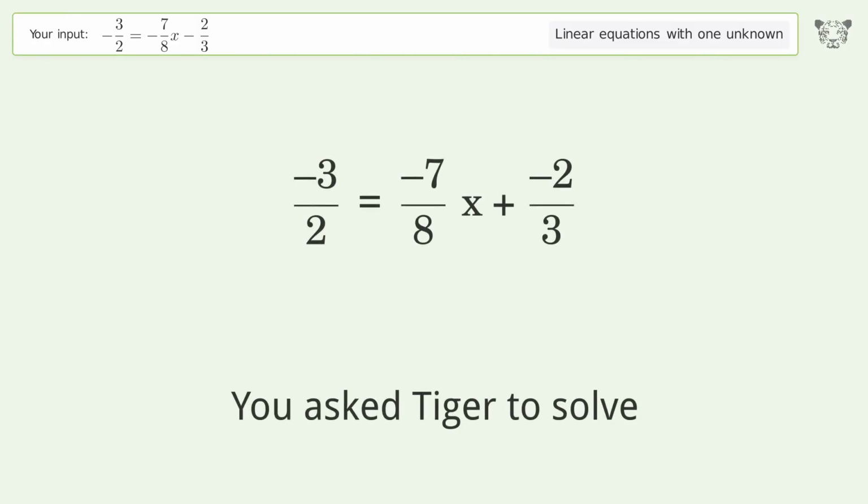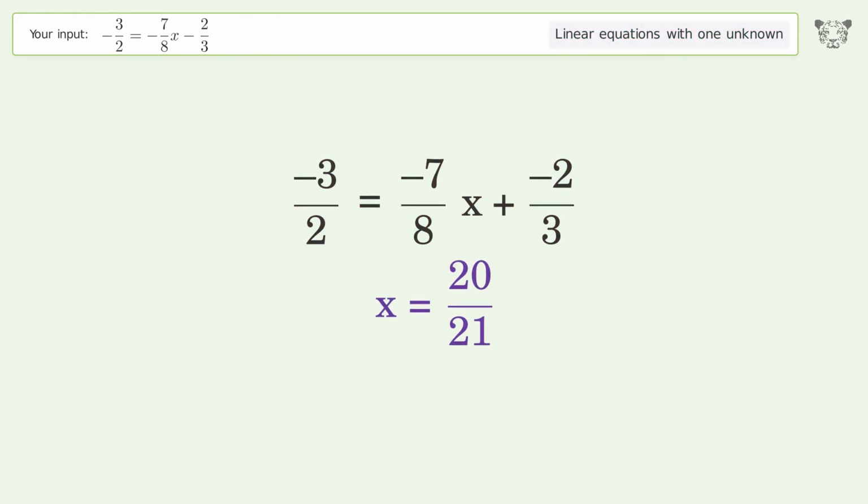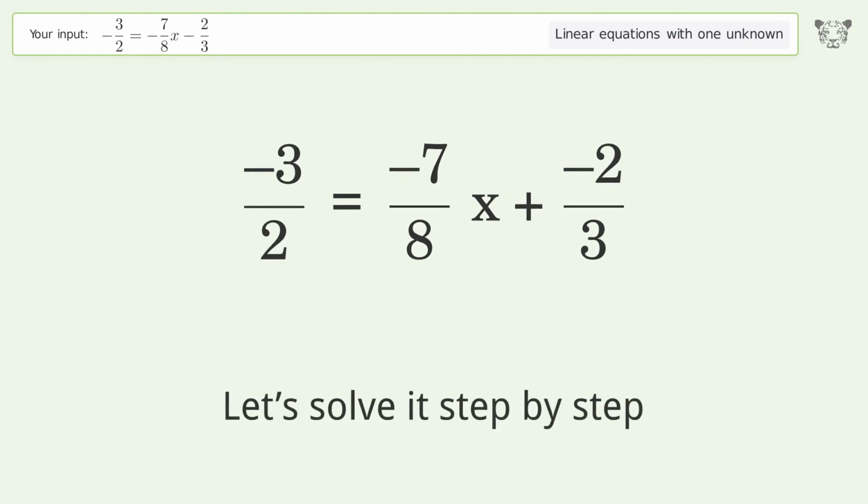You ask Tiger to solve. This deals with linear equations with one unknown. The final result is x equals 20 over 21. Let's solve it step by step.